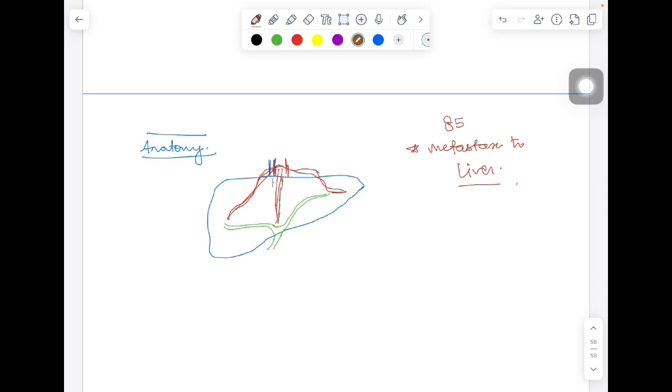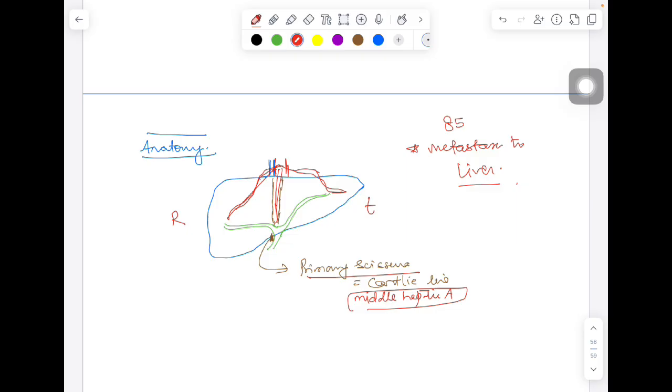So from the IVC area to the gallbladder area, there is a ligament that is known as the primary scissura or Cantlie's line. What is important is that the division is marked by the middle hepatic artery. The middle hepatic artery runs in the primary scissura and it forms one right and one left lobe of the liver. So these are two hemilivers.